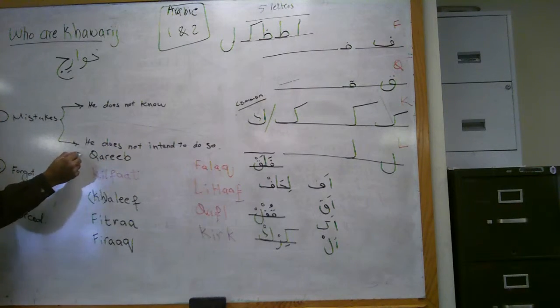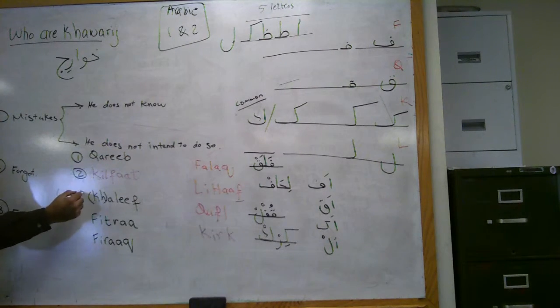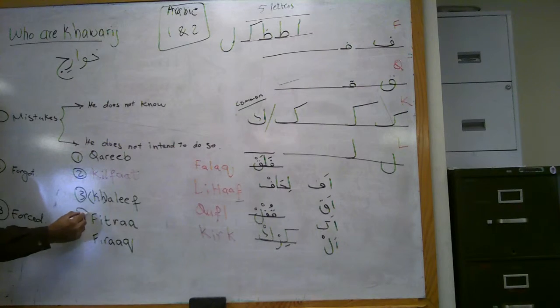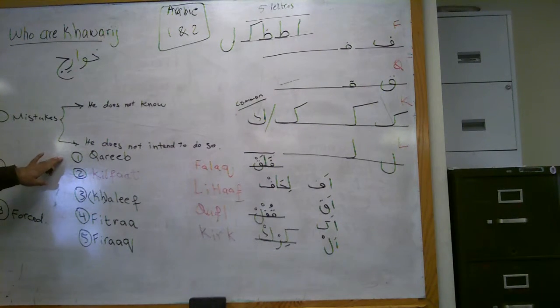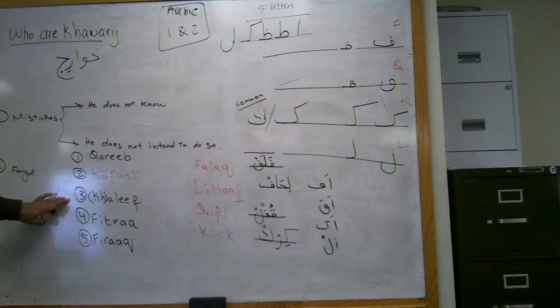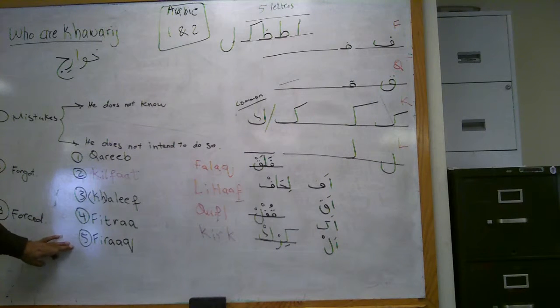I'm putting numbers next to them because I did not do a good job of ordering them. 5 words: Qareeb, Kilfat, Khalif, Fitra, Firaq.